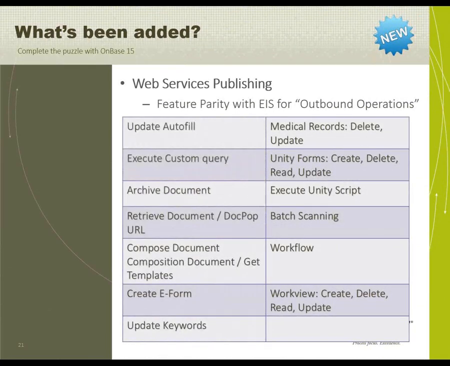I don't know if we've got anybody using web services publishing, but if you are, it's now been updated to have feature parity with EIS for outbound operations. So updating autofills, executing custom queries, executing Unity scripts, doing medrec updates, composing documents in .com, etc. If you're using web services publishing, it got a major upgrade in 15.